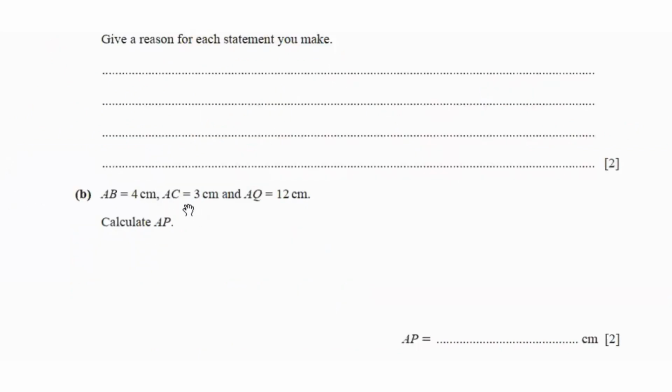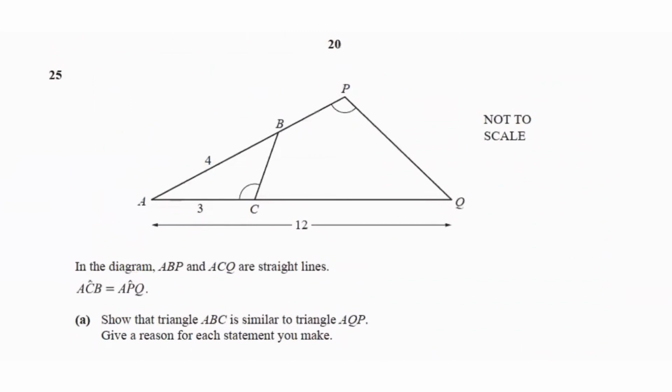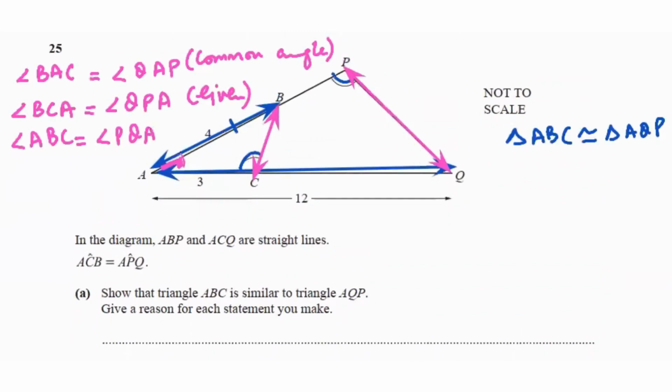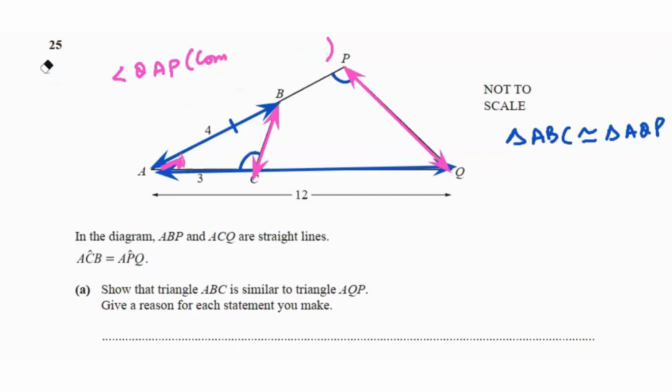Then AB is 4, AC is 3, and AQ is 12. So let's go back to our lengths that we highlighted. They're saying AB is 4, which is given. AQ is 12, AC is 3. We have to find AP. This is what we have to find.